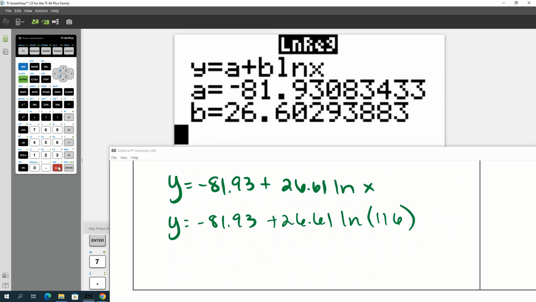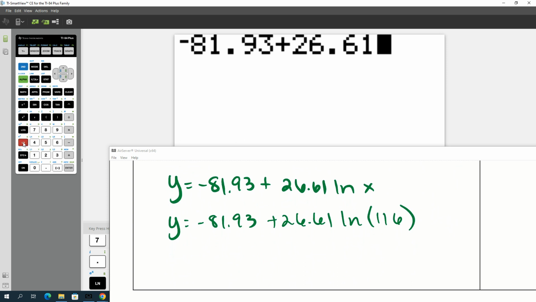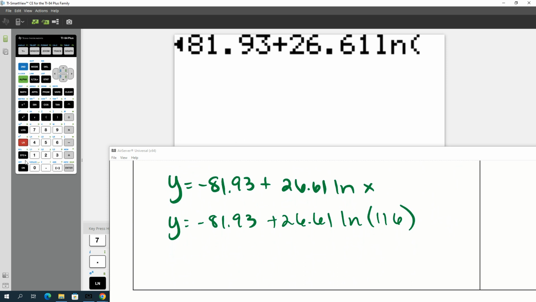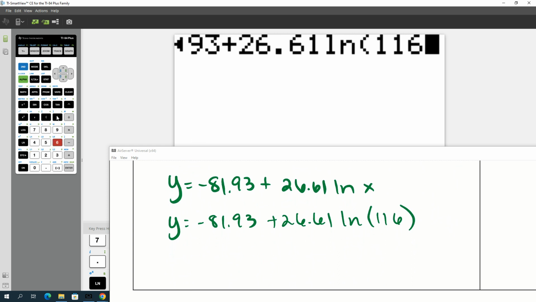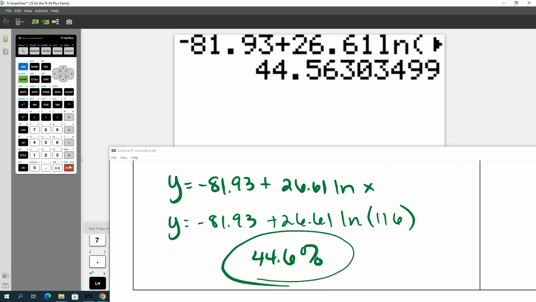Okay, so we'll just start typing that in. Natural log is the button right beside the 4. Okay. So it looks like about 44.56% of all workers are women. Come a long way from 1970 for sure.